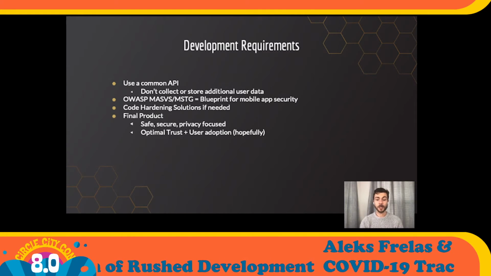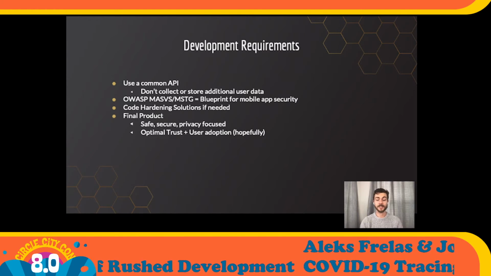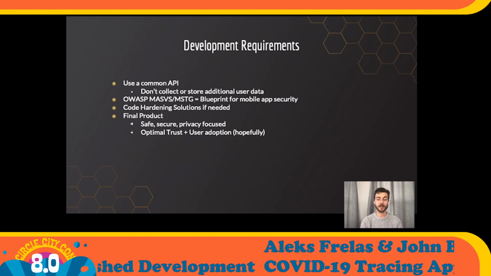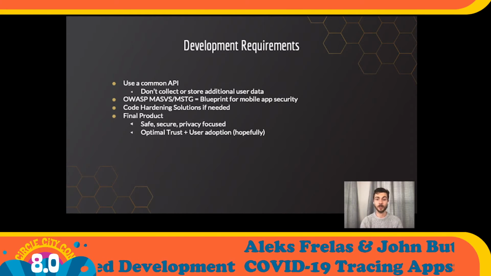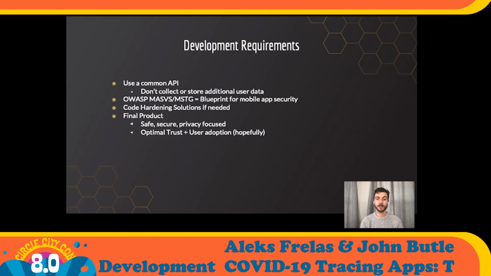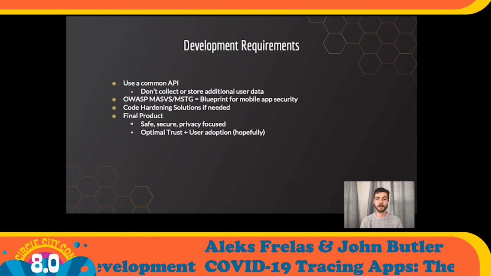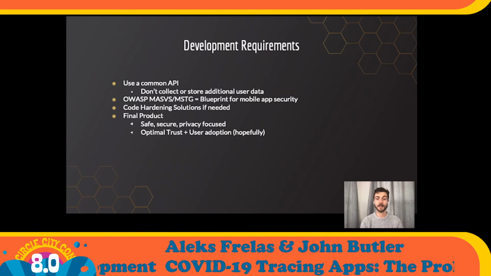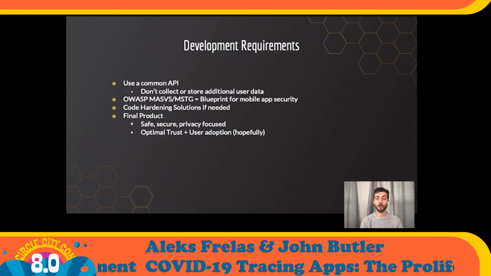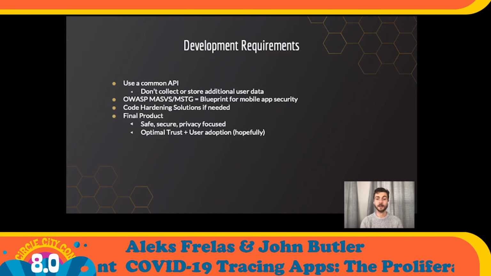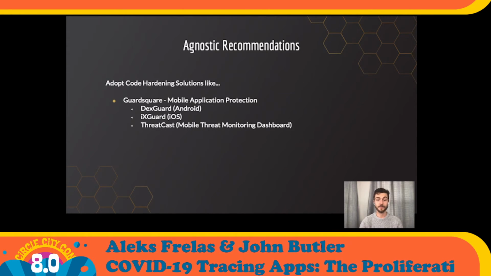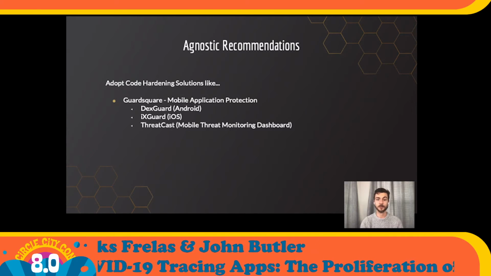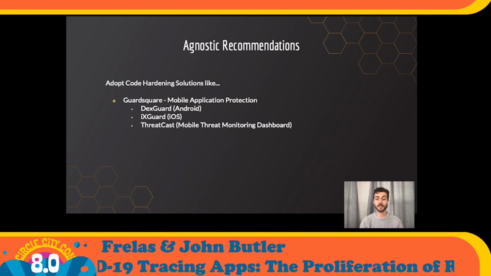And the final product, we hope, is more safe, secure, and privacy-focused contact tracing applications. By creating applications with security and privacy in mind, the ultimate goal, as it always was, is that users will trust those applications, they'll use those applications, and by using those applications, we'll all be safer. We can make a difference, we can make an impact, and hopefully find a way to more effectively fight the pandemic. Now with this, we'd like to move on to some general agnostic recommendations for code hardening solutions, just so that we can be most helpful.